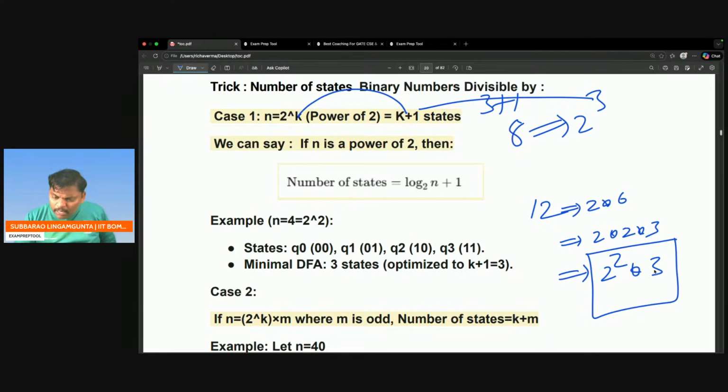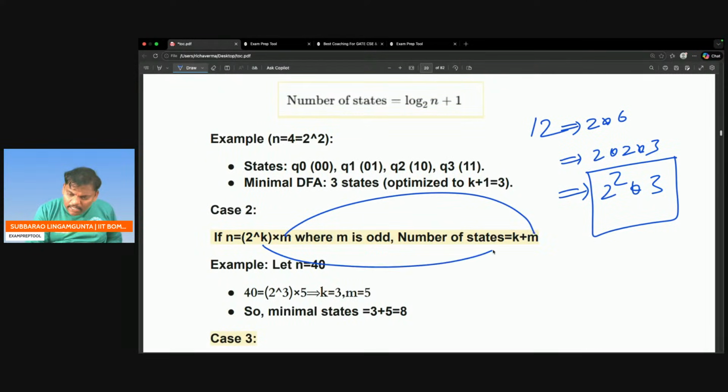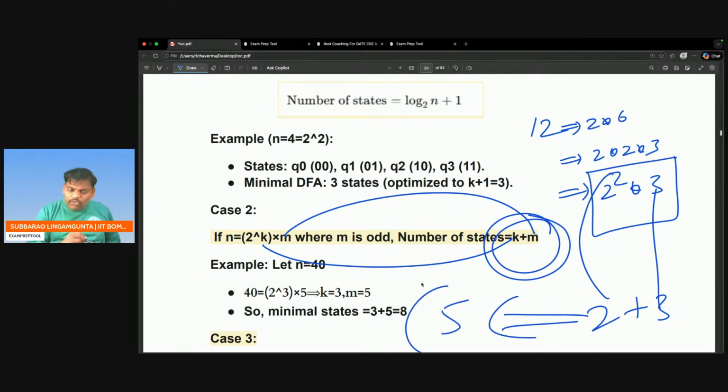For the odd number, 3 there, 3 states. If M there, M states. But for 2 power k, k states. So k plus M states. So now it is 2 plus 3 states, 5 states. So can you remember this?